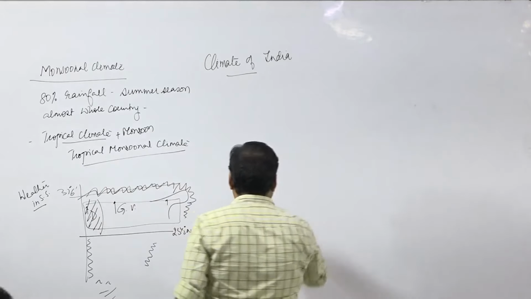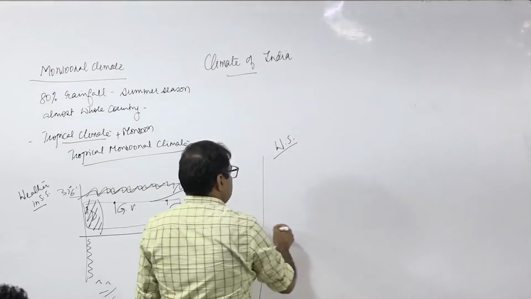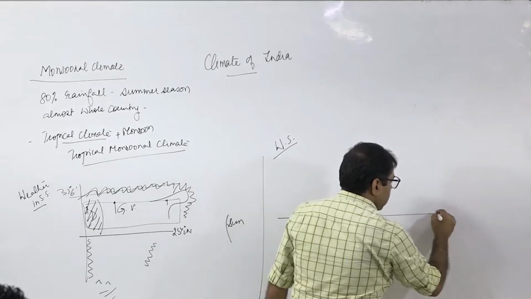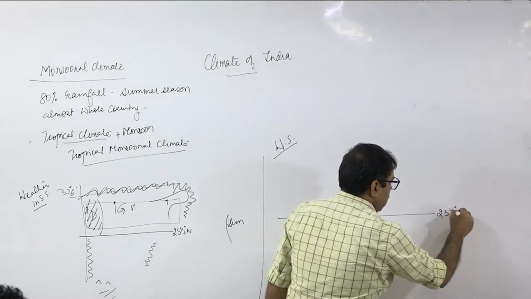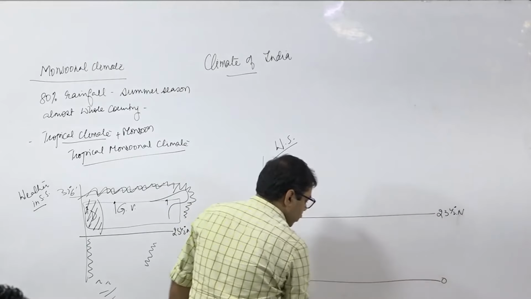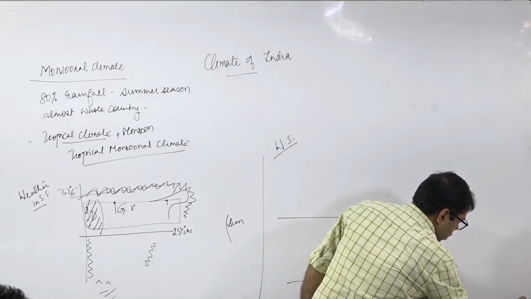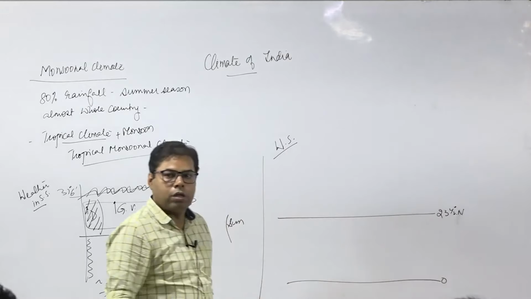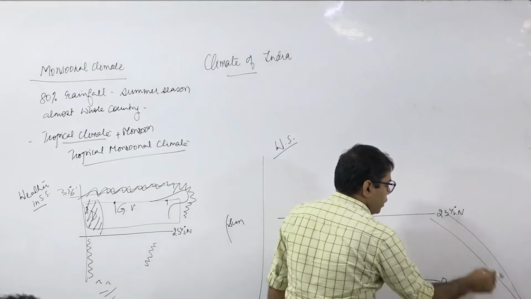Now you come to this temperature variation in the winter season. Temperature variation in winter season, then 23.5 degree north, 0 degree, and now this is 23.5 degree south. So, the sun's position is there on the Tropic of Capricorn. So, this area will have oblique rays, right?